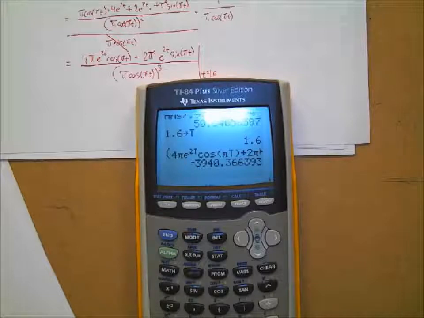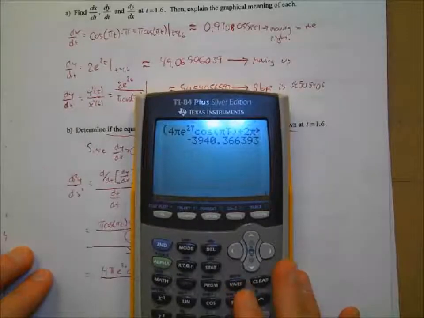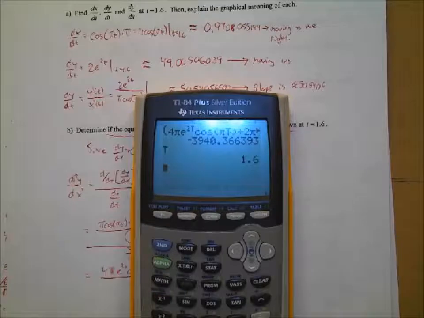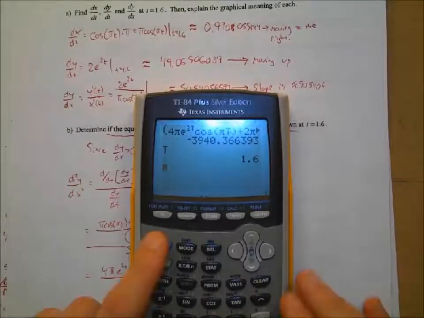Pi cosine pi t cubed: 4 pi e^(2t) cosine pi t plus 2 pi squared e^(2t) sine of pi t, all over pi cosine pi t cubed. All right, so again, I got that. You guys didn't get that? Did I type something? Let me see here. What did I get? Negative 399? Now I'm wondering what I typed in incorrectly here.